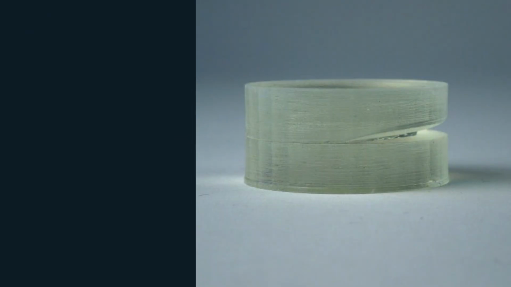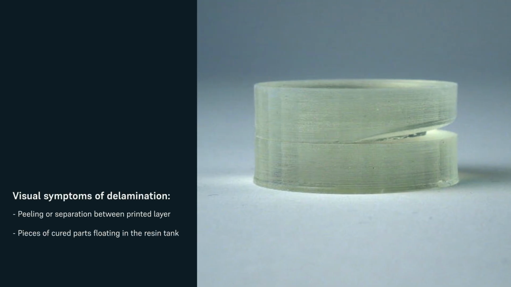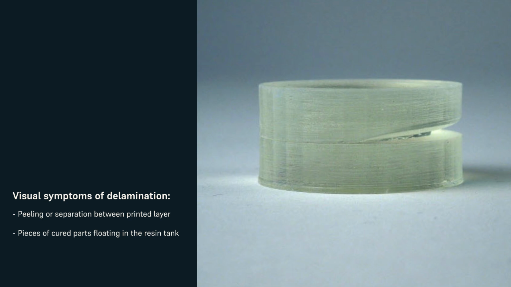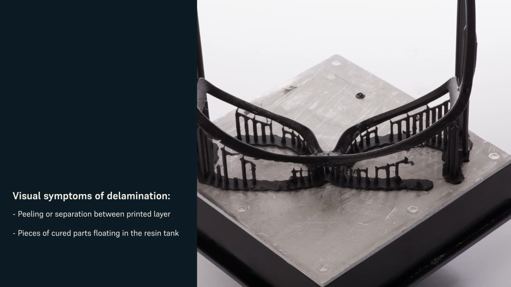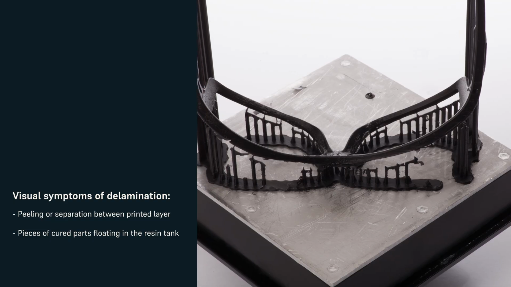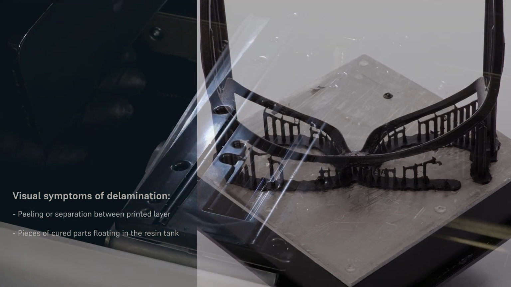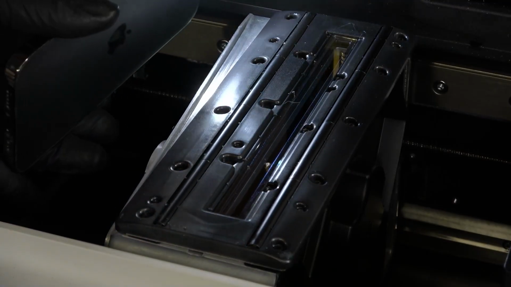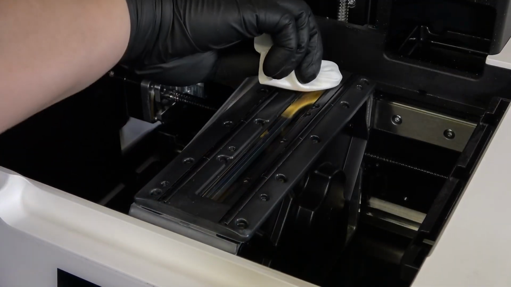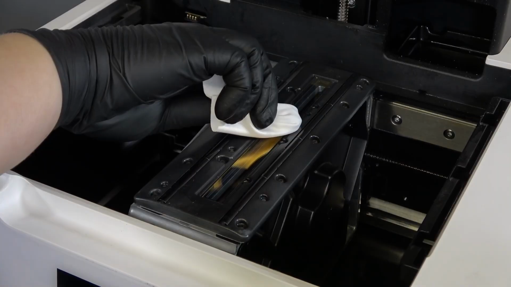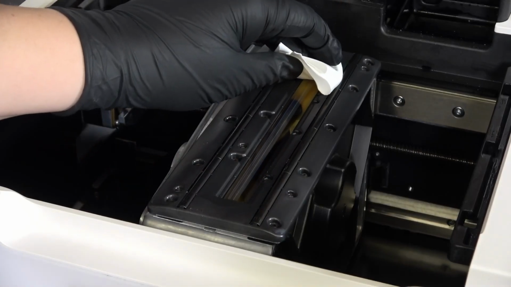Delamination describes a print defect in which the cured layers of a print separate from one another. Delamination can occur on any type of 3D printer, though the causes are unique to each print process. Some visual symptoms of delamination can look like peeling or separation between printed layers, or pieces of cured parts floating in the resin tank. As with non-adherence, delamination can be caused by an occluded optical window or release texture. Less light reaching the resin leads to incomplete curing, which can allow layers to separate. Delamination can also occur after long pauses mid-print.